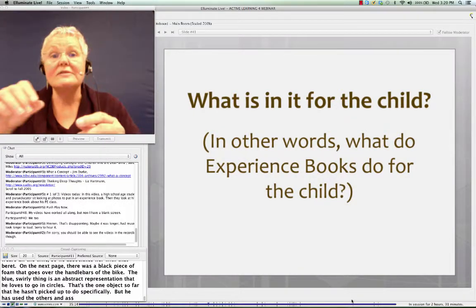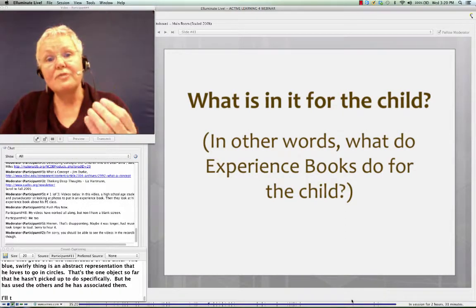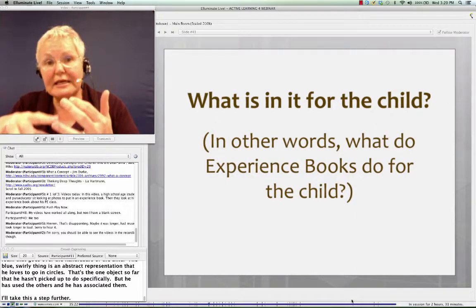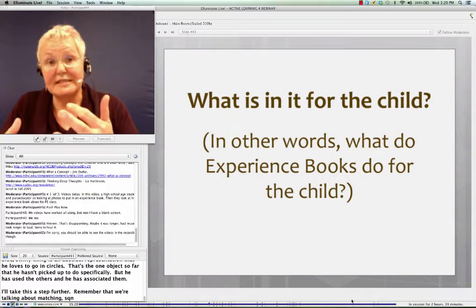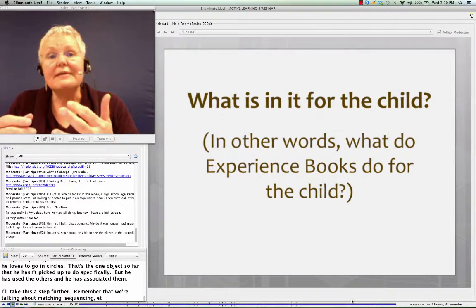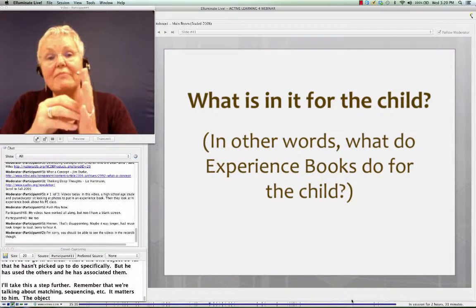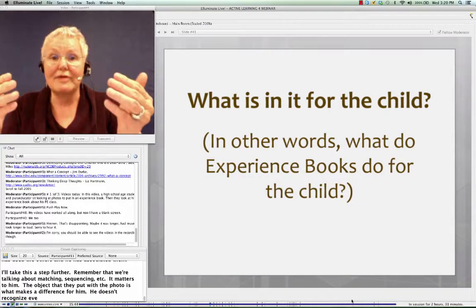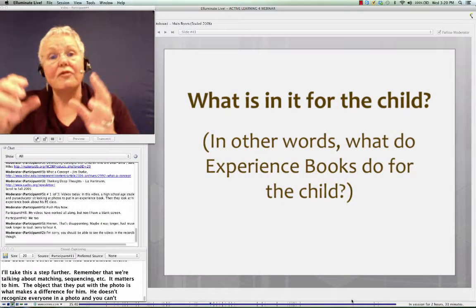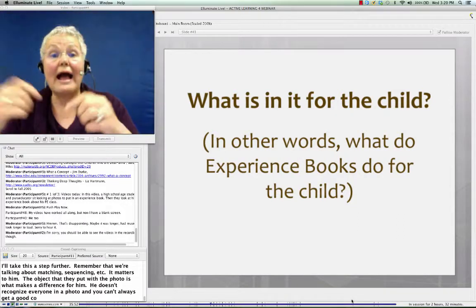So sometimes, and I'm just going to take us a step further, because I want you to remember that we're talking about matching, sequencing, categorizing, all these things through an experience book. It matters to him. The photos, in some cases, it's the person showing him the photo, but it's the object that they put with the photo that makes the difference for him. We don't see that he recognizes everybody in a photo, and you can't always get great contrast in all the photos. But for him, he will go and he will grab that black piece of foam, meaning I want to, and he doesn't pull it out of the book.